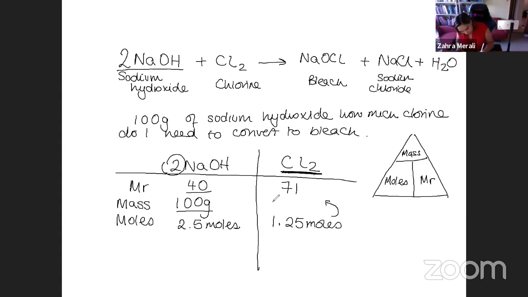It's not going to come out as nicely. This is why I should probably do these questions before I set them to you. So you get 88.75 grams. And that's probably why it was 5 marks. So 88.75 grams is the mass that you need.